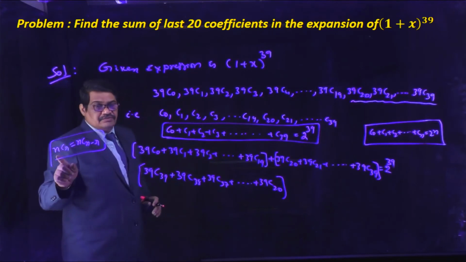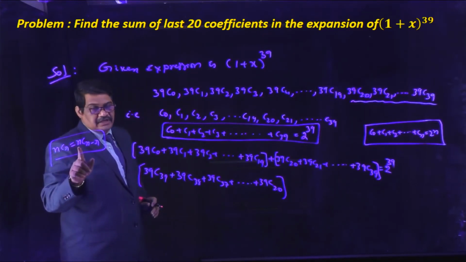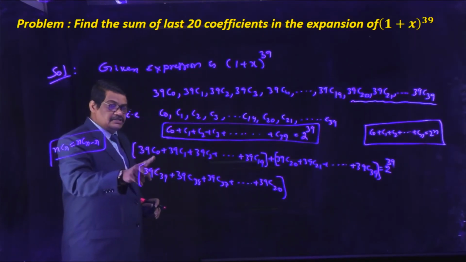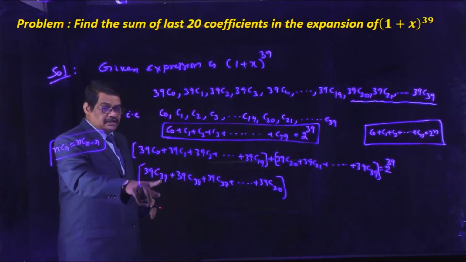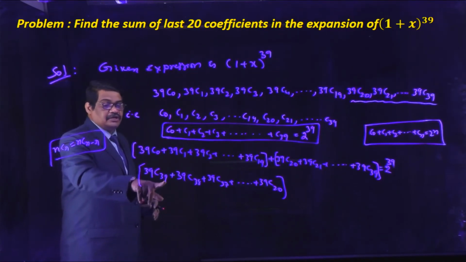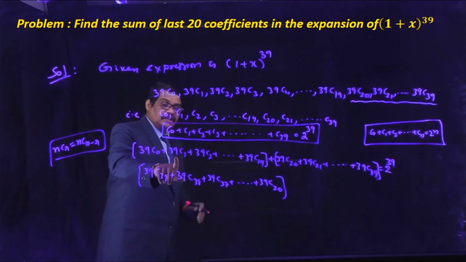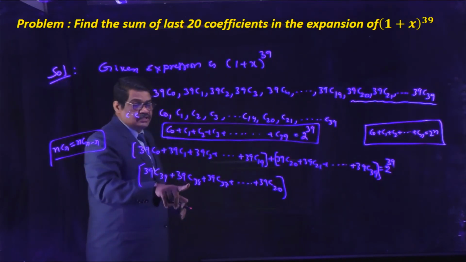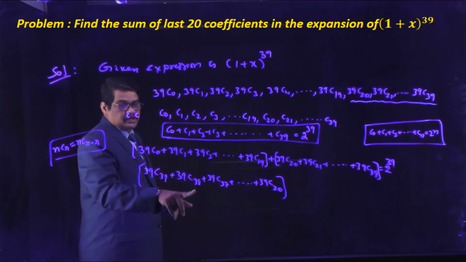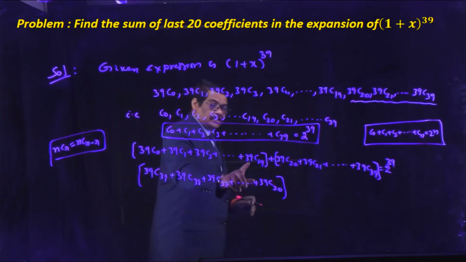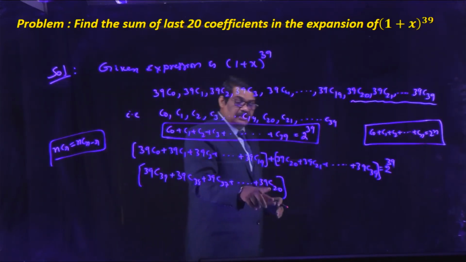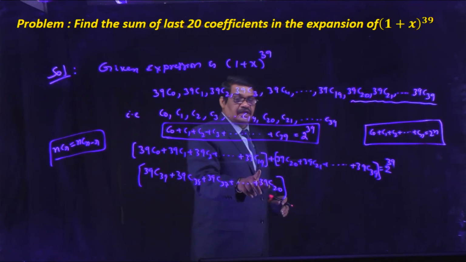We are using this formula nCr is equal to nC n minus r. This 39C0 can be written as 39C 39 minus 0, that is 39. So this 39C1 can be written as 39C 39 minus 1, that is 38. Like that we are writing 39C19 as 39C 39 minus 19, that is 20.